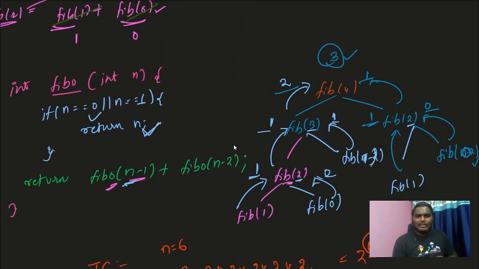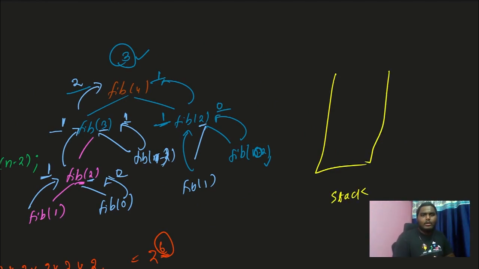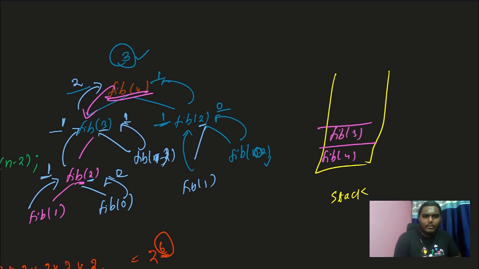So for this, let's say we have a stack. Now tell me. First we'll store fib of 4. Then from that we'll go to fib of 3, from that to fib of 2, and from that to fib of 1. Whenever I make a call of fib of 1, I will simply pop this out and return a 1.